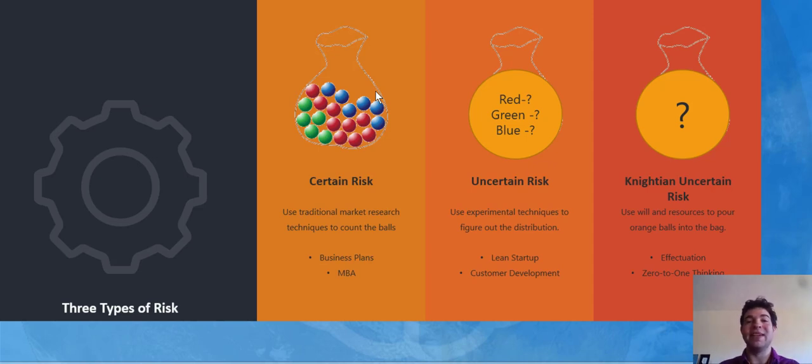The second type of risk is uncertain risk. This is represented by a bag where I know there's red, green, and blue balls in it, but I don't know how many of each one. So what I'm going to try and do is use sampling. I'm going to start pulling a few balls out, making some small bets, or no bet, just zero money. As I start pulling balls out, I start to get a sense of the distribution. And once I've done that, I can go back to the planning strategy of the certain risk.